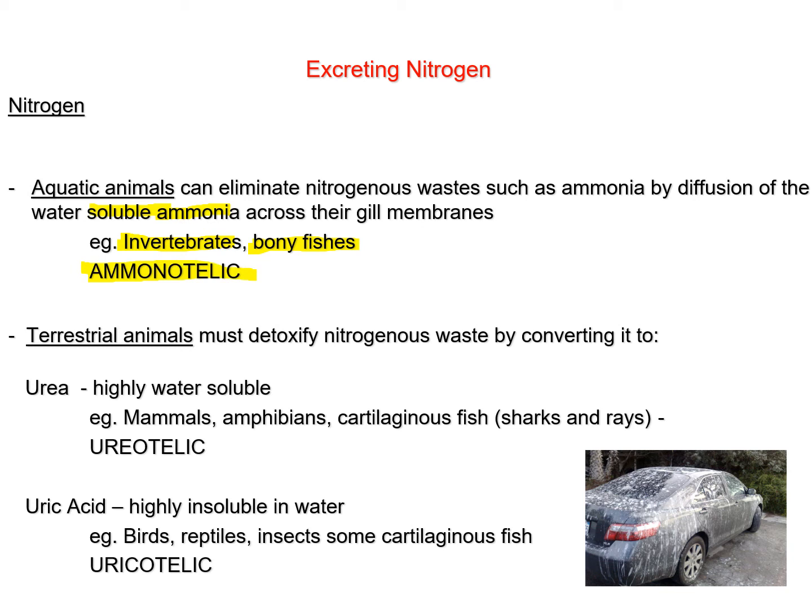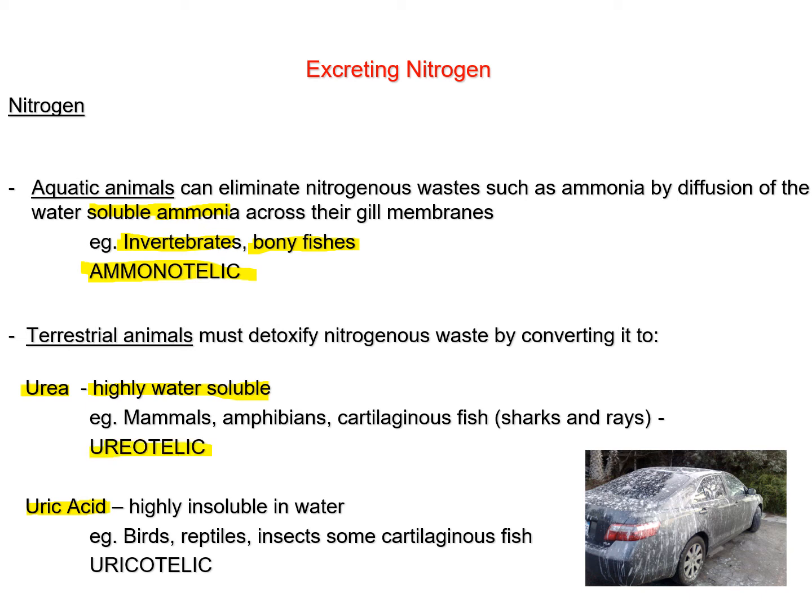Terrestrial animals have to detoxify the nitrogenous waste by converting it to something that's less toxic than ammonia, and some do it by converting it to urea, and others convert it into uric acid. Now, the nice thing about urea is it's a highly water-soluble molecule. So mammals, amphibians, and cartilaginous fish, those are the sharks and rays, all produce urea and excrete it in a soluble form. These are called ureotelic organisms.